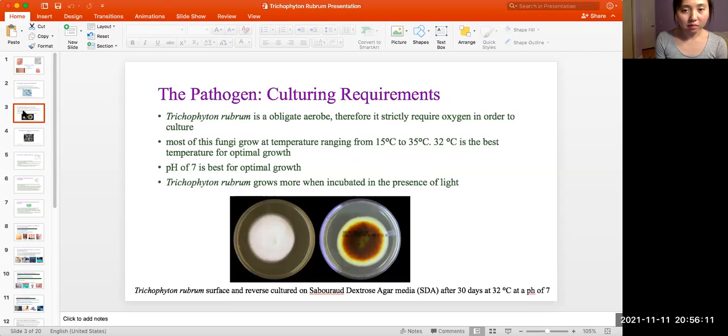The pathogen culture requirements. Trichophyton rubrum is an obligate aerobe, therefore it strictly requires oxygen in order to culture. Most of these fungi grow at a temperature ranging from 15 degrees Celsius to 35 degrees Celsius, with 32 degrees Celsius being the best temperature for optimal growth. A pH of 7 is best for optimal growth. Trichophyton rubrum grows more when incubated in the presence of light. Here we have an image of Trichophyton rubrum surface and immersed culture on Sabouraud dextrose agar media after 30 days at 32 degrees Celsius at pH 7.